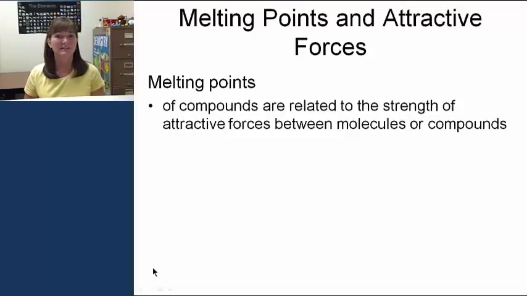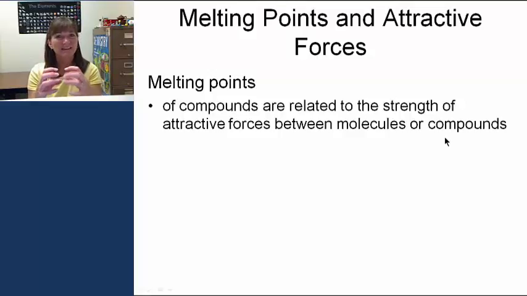So, melting points and attractive forces. The melting points of compounds are related to the strength of the attractive force between the molecules or compounds. So that should kind of make sense. If this is a water molecule and this is a water molecule, and they are held together by hydrogen bonds, which are relatively strong, let's start off with ice. I've got an ice cube. So I've got my water molecules held together in a fixed position, because they're a solid.